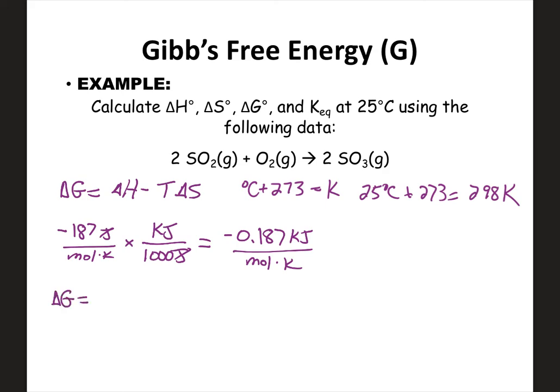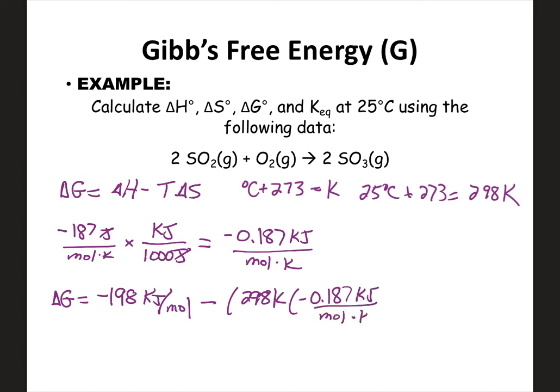So delta G would be equal to delta H, which we had previously found to be negative 198 kilojoules per mole. Again, watch your units here, minus temperature times delta S. So we found our temperature to be 298 Kelvin times the delta S, which we converted to negative 0.187 kilojoules per mole times Kelvin here. So notice your Kelvin units will cancel, and then your delta H, delta S units would both be kilojoules per mole here essentially. So when we plug and chug this, we do get delta G being negative 142 kilojoules per mole here.